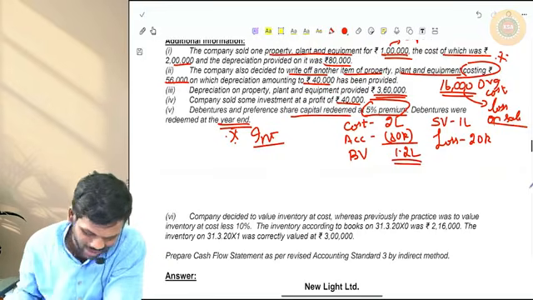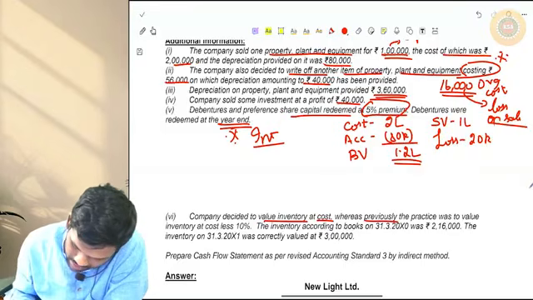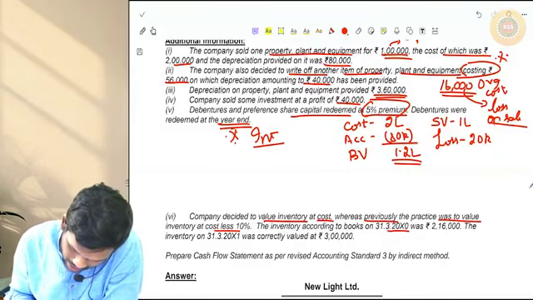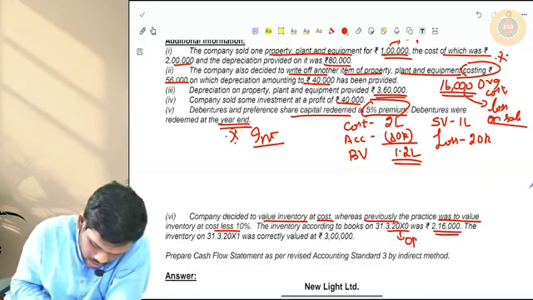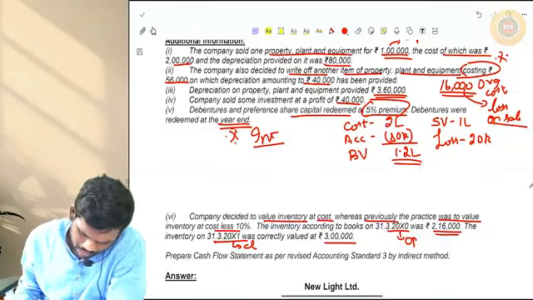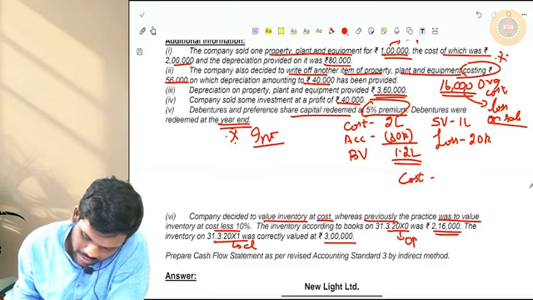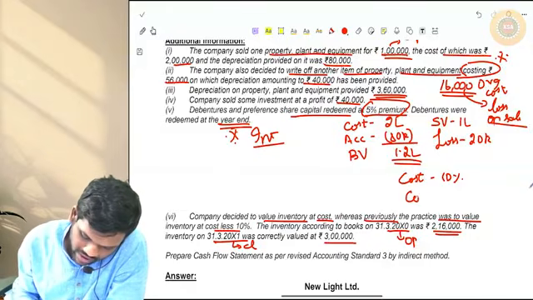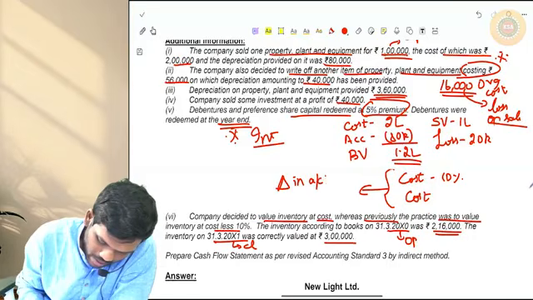The last one, the main reason why I'm doing this sum itself. Okay, the company decided to value inventory at cost, whereas previously the practice was to value the inventory at cost less 10%. The inventory according to books as on 31st March 20x0, that means this is opening, was 2,16,000. The inventory as on 31st March 20x1, this is closing, was correctly valued at 3 lakhs. See, what was happening is, till last year, the company was valuing inventory at cost minus 10%. But in the current year, they changed their policy and they are planning to value the inventory at cost itself. So remember guys, this is a change in accounting policy.